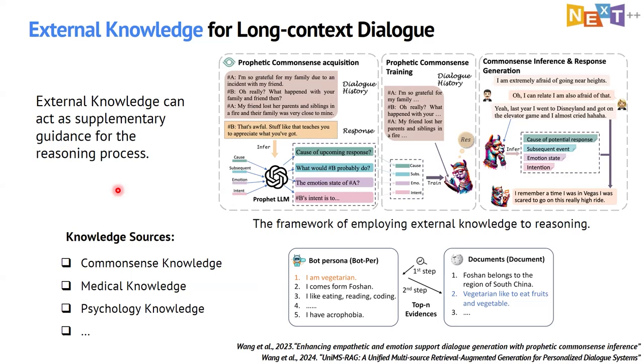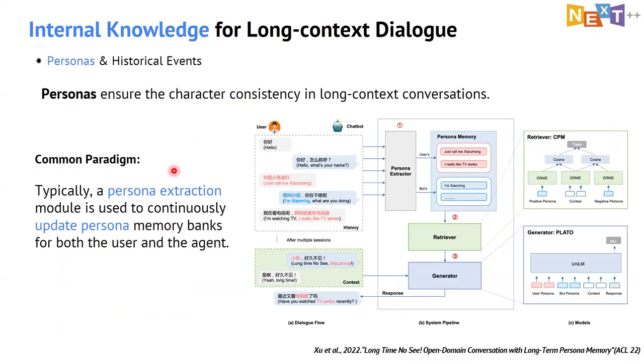This is mainly because this external knowledge is some general knowledge which has only loosely related information with the user and also the previous session. So another more realistic and practical solution is to leverage internal knowledge for long context dialogue. And this internal knowledge may include the personas or the historical events. As for the personas, they can ensure character consistency in long context conversations.